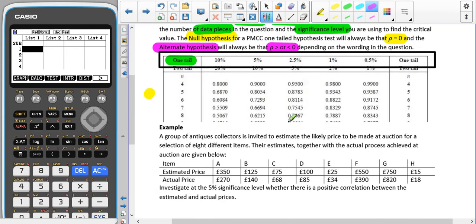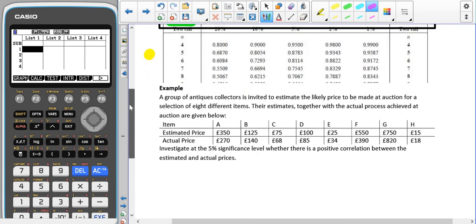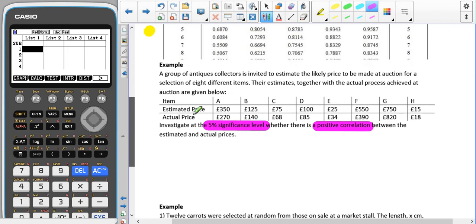So, our first example, we have a group of antique collectors who are invited to estimate the price to be made at auction of 8 different items. Their estimates, along with those achieved at auction, are presented in the table below. So you can see here we've got the estimated price for each item and then the actual price that each item went for. And we're investigating at a 5% significance level whether there is positive correlation between the estimated and the actual price.